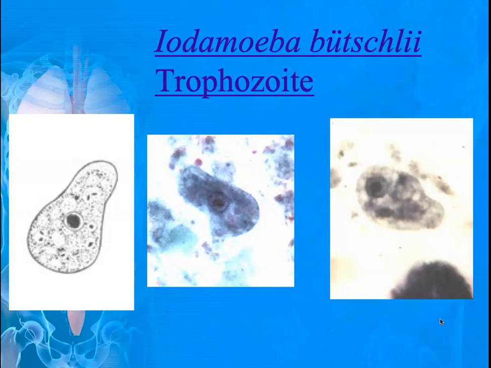So here are the trophs. I cannot make out those achromatic granules, but it's just like Endolimax nana, just sort of a blobby karyosome with no peripheral chromatin. Very large karyosome.